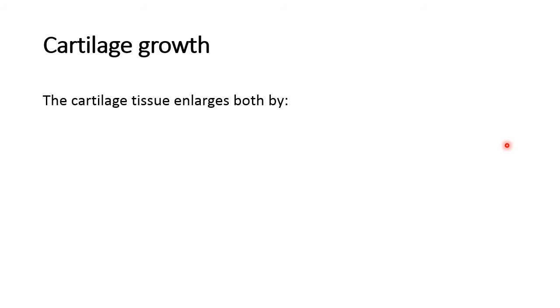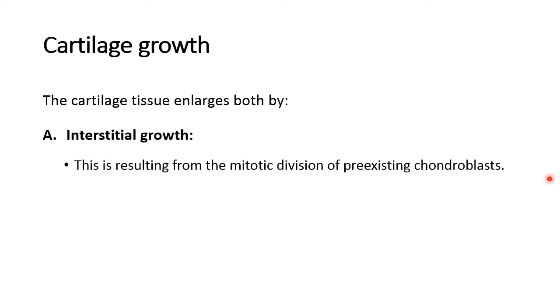طيب بعد ما يتكون الكارتلج بينمو كيف؟ The cartilage tissue enlarges، بيكبر وينمو both by two types of growth. The first type is interstitial growth. Interstitial growth results from mitotic division of pre-existing chondroblasts. chondroblasts الموجودة أصلا يحصل لها mitotic division في محلها وتنقسم، ده بنسميه interstitial growth due to mitotic division of pre-existing chondroblasts.